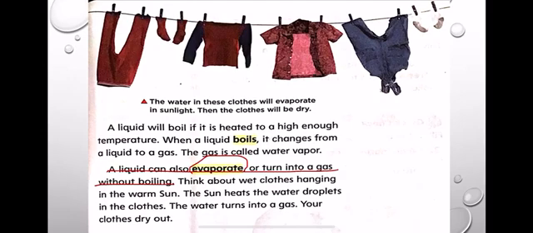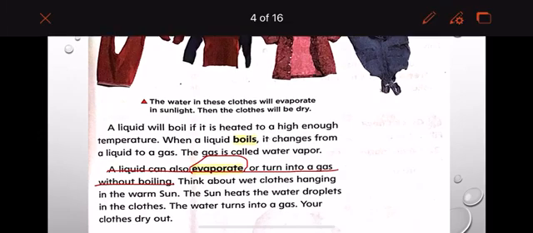These are wet clothes hanging in the warm sun. The sun heats the water droplets in the clothes. So what happened? The water turns into a gas, right? Your clothes are dried out. Again, the water in these clothes will evaporate in sunlight. Then the clothes will be dry.